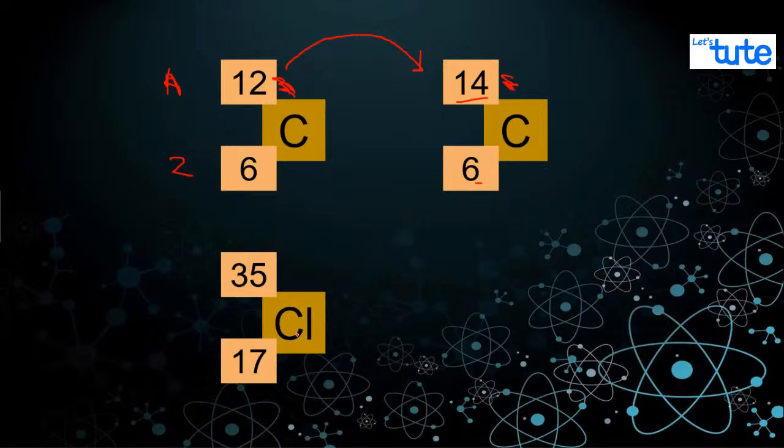Now let's get to chlorine. Chlorine has atomic number 17 and atomic mass 35. But of course, chlorine has one more isotope.